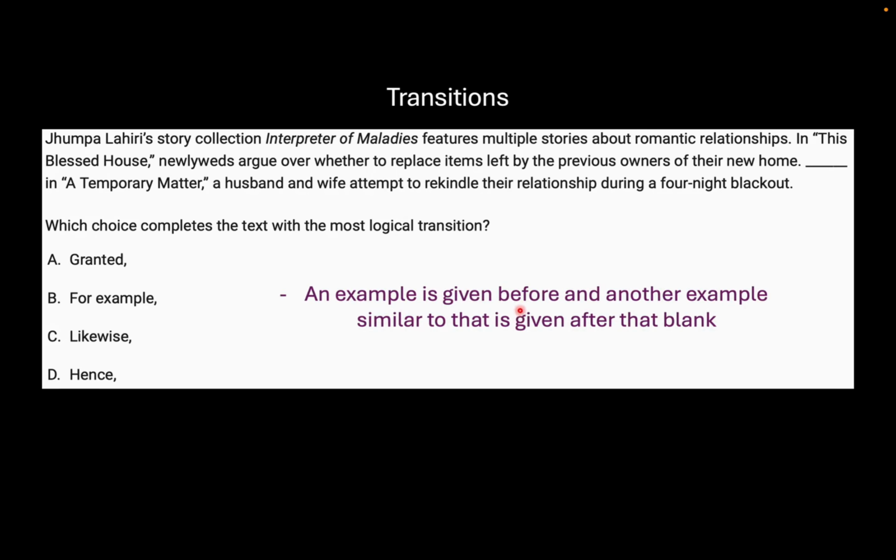So an example is given before, and another example similar to that is given after the blank. So there's a sequence of examples being given. So looking at the multiple choices, granted, as we said, means to admit something, but there is nothing to admit over here. For example, you might choose for example, I wouldn't blame you, but since there is a sequence of examples, you cannot use for example over and over again.